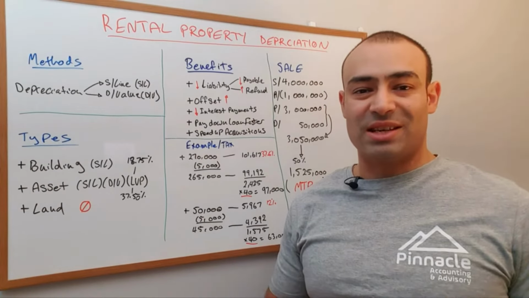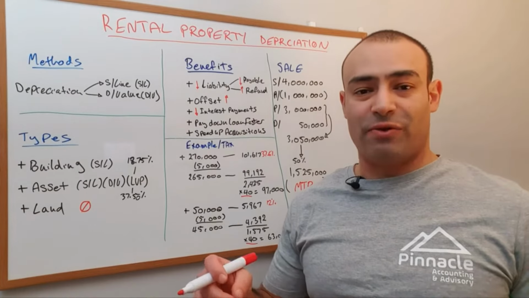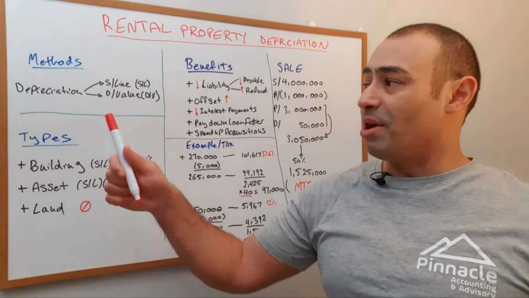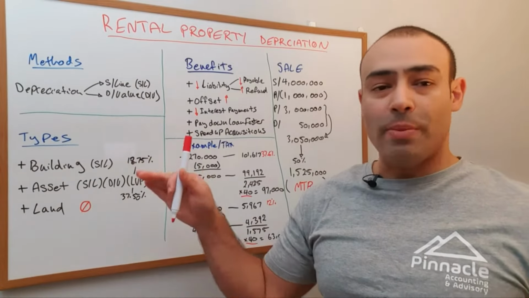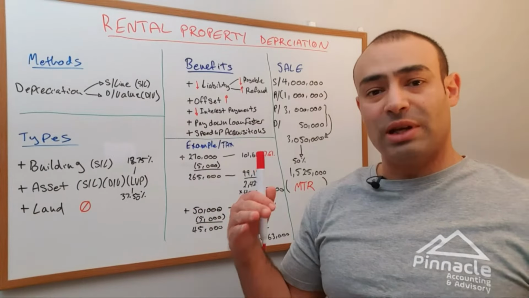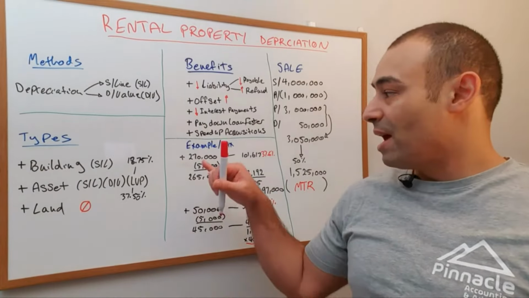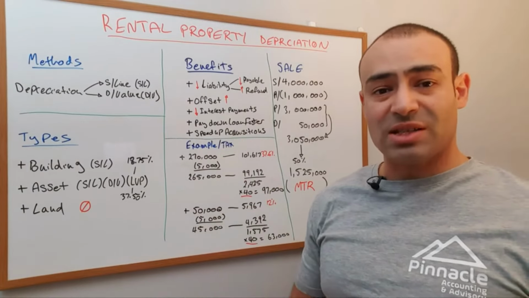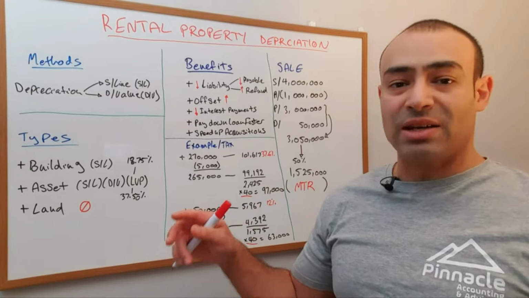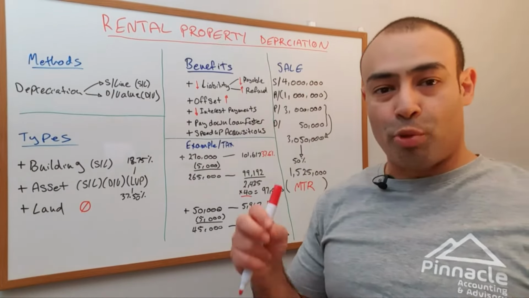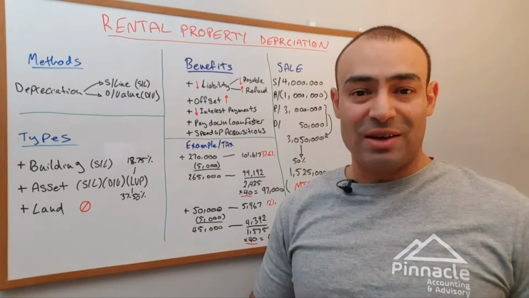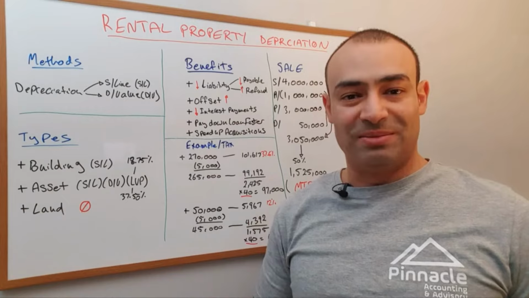This time we'll be discussing various aspects of the property depreciation report, including the methods of depreciation, the types of depreciation, as in what depreciates, the benefits of depreciation, an example of the tax effects from depreciation, and then lastly, we're going to be looking at what happens when you come to sell a property that has been depreciated. So stick around till the end so you take all that in.